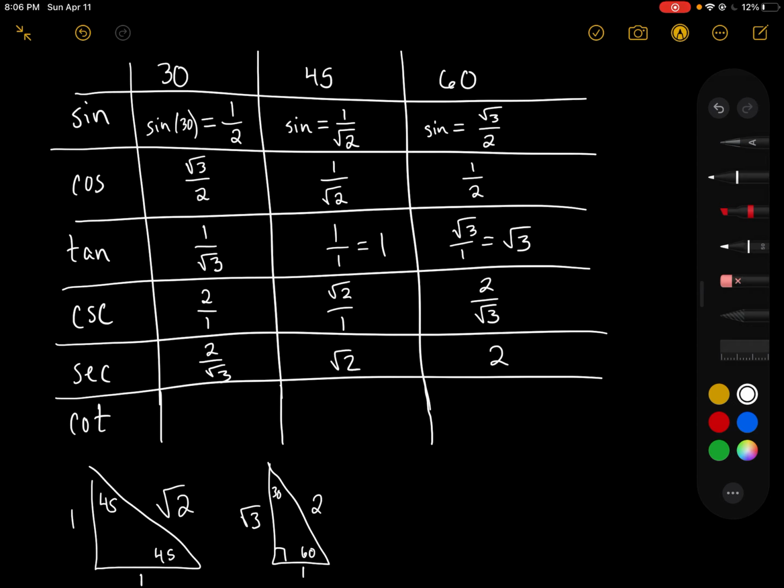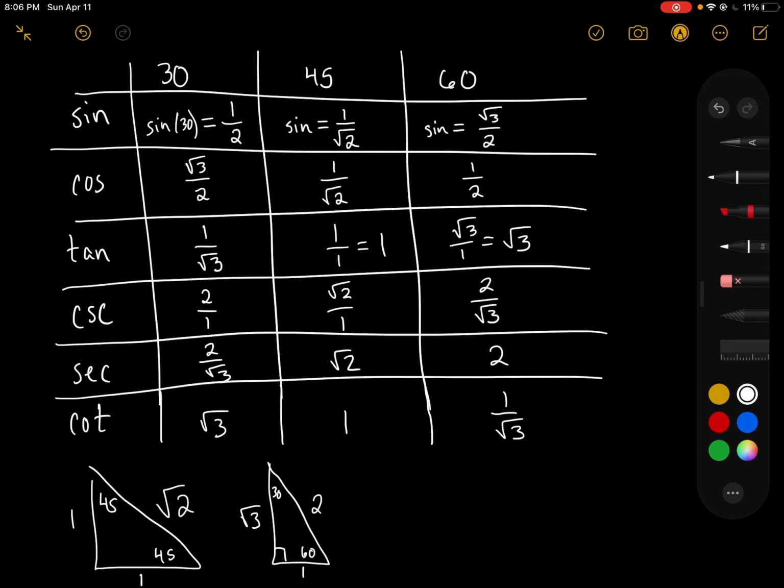So I'm just taking the row that was sine and just flipping them upside down, taking the row that is cosine, flipping those upside down, taking cotangent, taking tangent, sorry, and flipping those ones upside down as well.